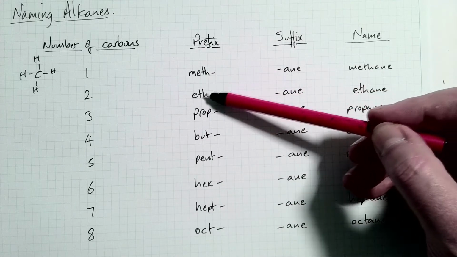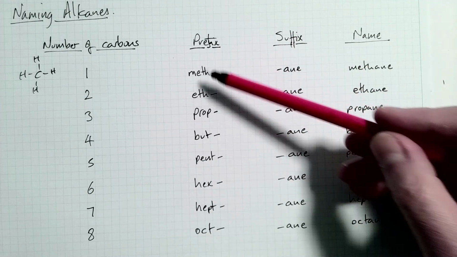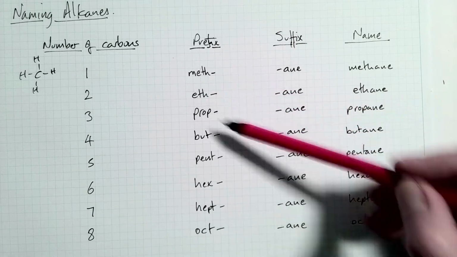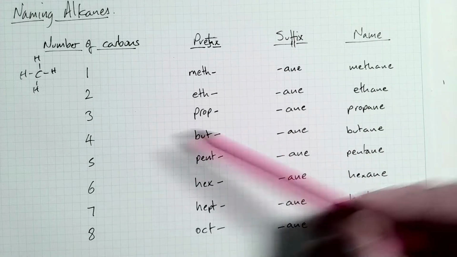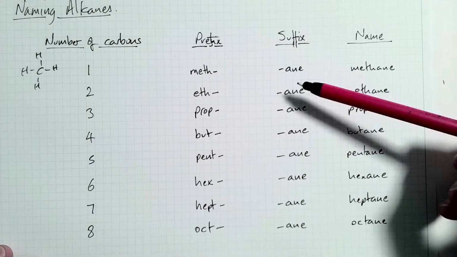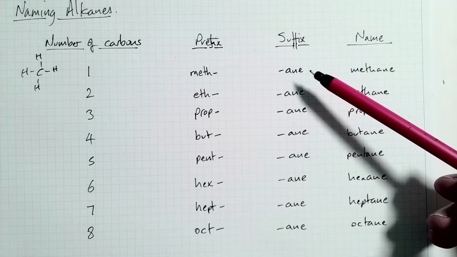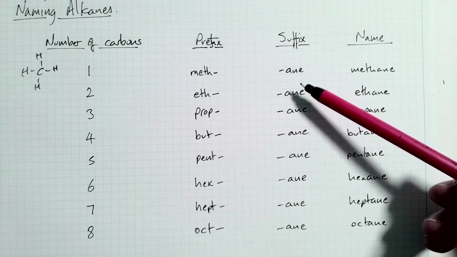Methane and ethane are relatively easy to remember because we see them a lot. Methanol, ethanol, we see a lot of these compounds, so we tend to remember this. Propane and butane are a little bit harder to remember, that prop is 3 and but is 4. The suffix for all the alkanes is ane. This means that they are saturated, no room for any more hydrogen.